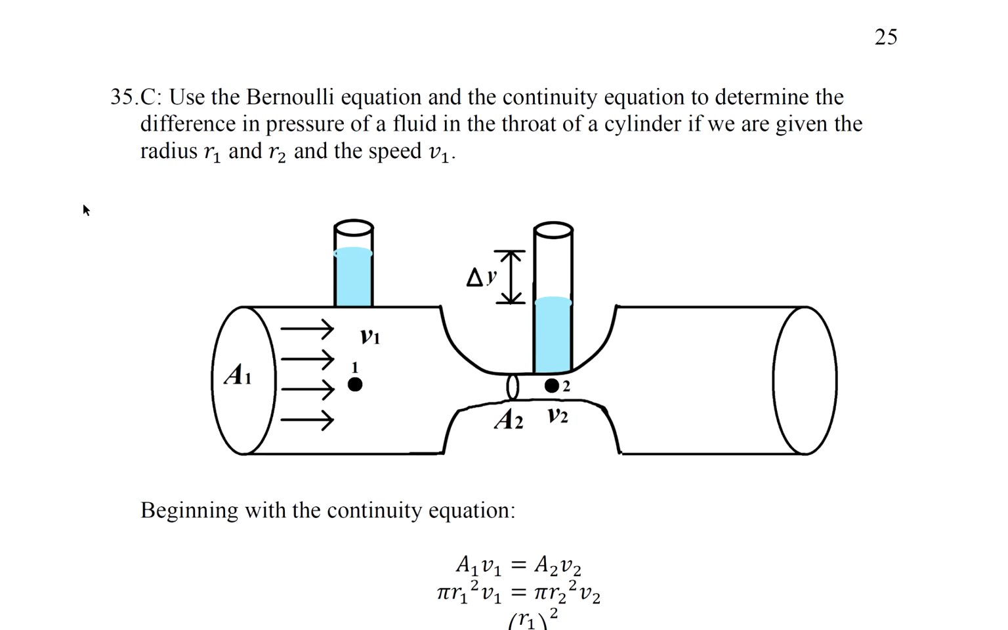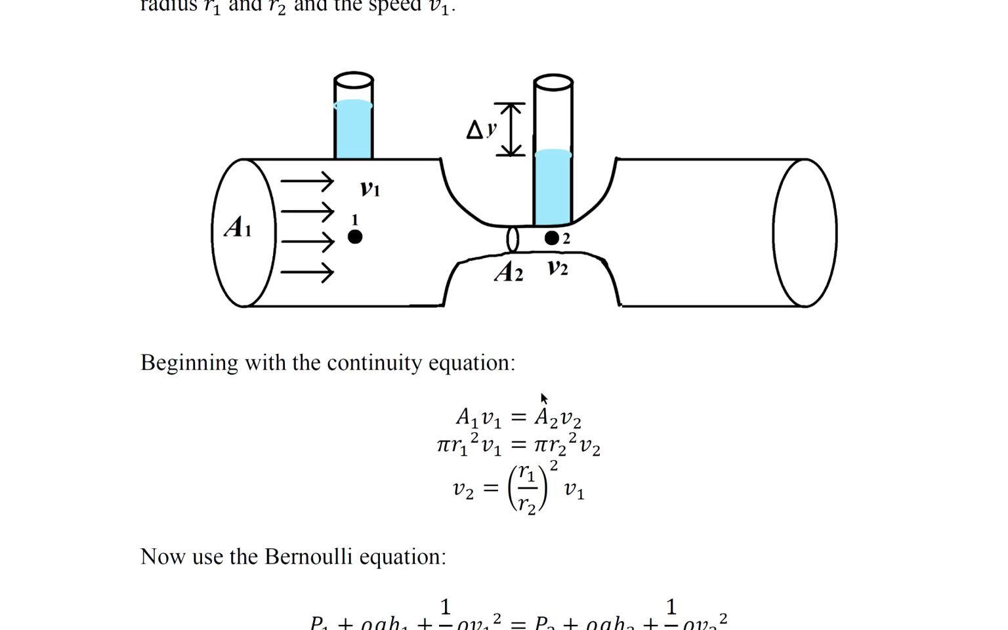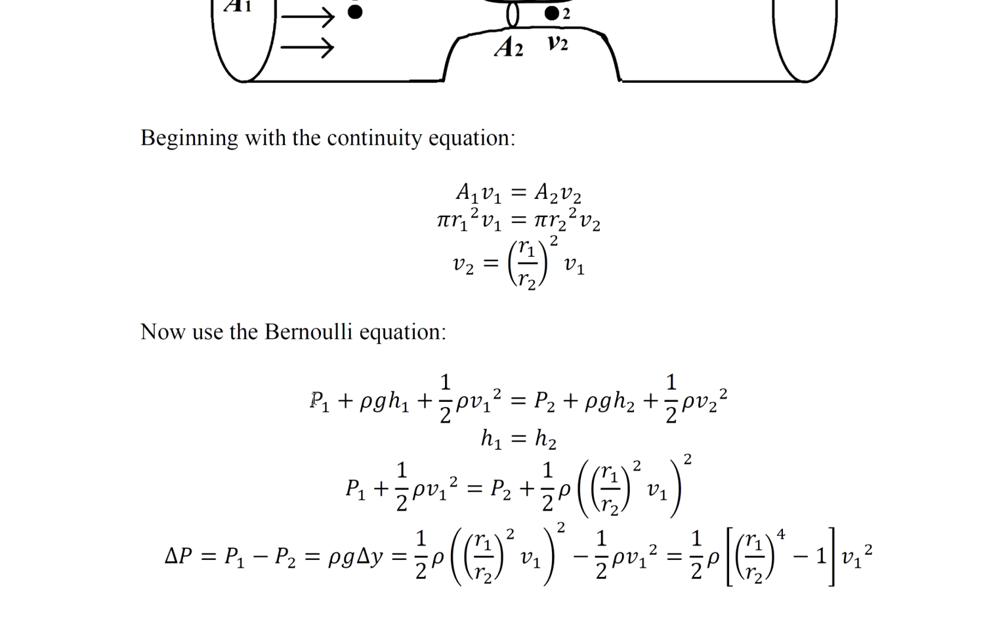Question 35. Use the Bernoulli equation and the continuity equation to determine the difference in pressure of a fluid in the throat of a cylinder if we are given the radius R1 and R2 and the speed V1. So this is called the throat of the cylinder. So beginning with the continuity equation, we get this. V2 is in terms of V1. Now use the Bernoulli equation, which is this.